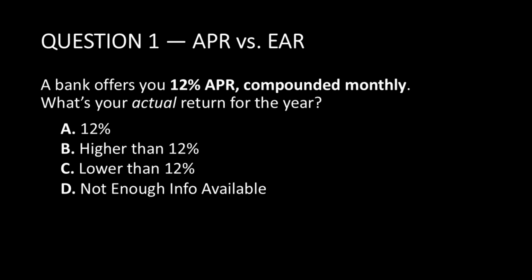A bank offers you 12% APR, compounded monthly. What's your actual return for the year? A. 12%. B. Higher than 12%. C. Lower than 12%. D. Not enough info available.